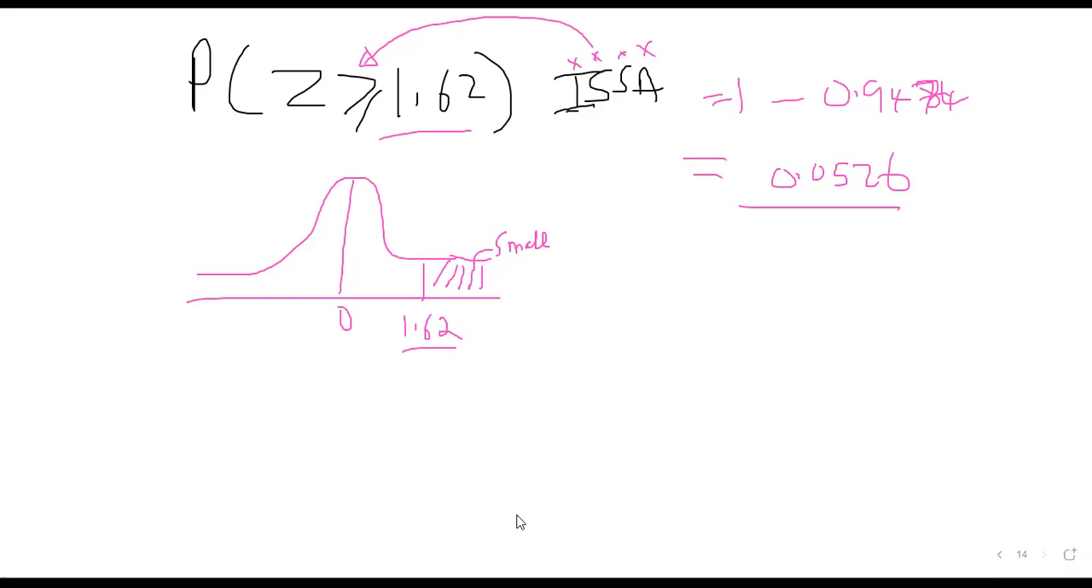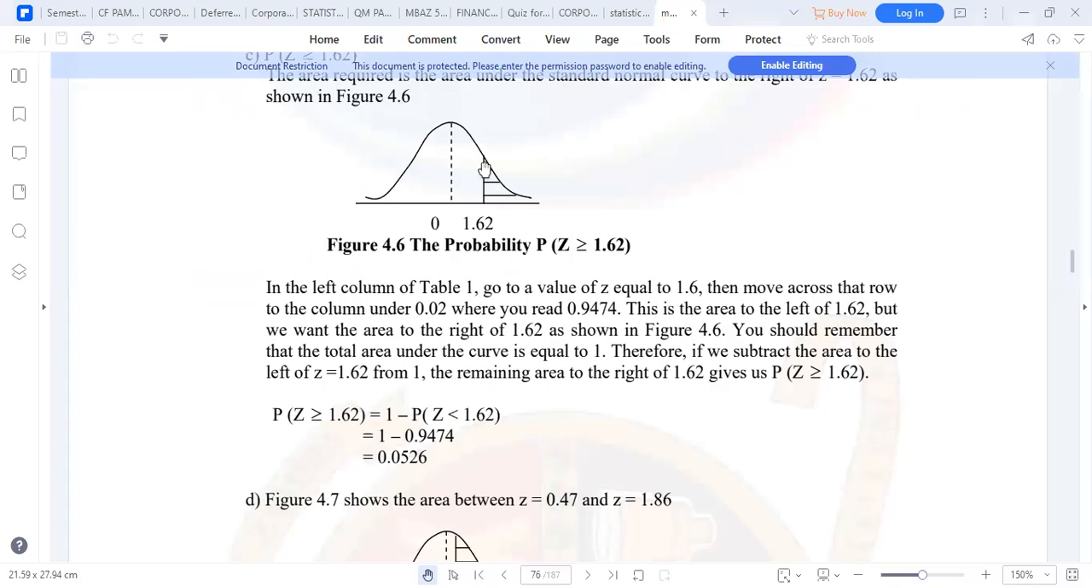So when we do that, let's compare with what was done in the textbook. 1.62 greater, they shaded to the right. Then we want to check this from the table. Remove 1.6, then across 0.02. The reading was 94.74. This is the area on the left from here to here. So what we want is the area on the right. So what do we do? We subtract from 1. So 1 minus 0.9474 to get 0.0526. So this is how we found the reading. Are we following? Yes.